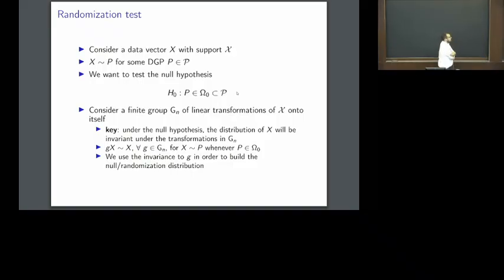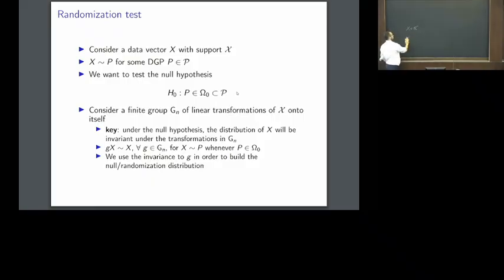And so the key to make this work is that under the null hypothesis, the distribution of our vector x will be invariant under transformation in Gn. The idea is that if x is my full vector, maybe in R^n, and I draw this vector, it has some distribution. I can histogram it in multiple dimensions. If I instead draw a permutation of this vector, I want that to have the same distribution as this.